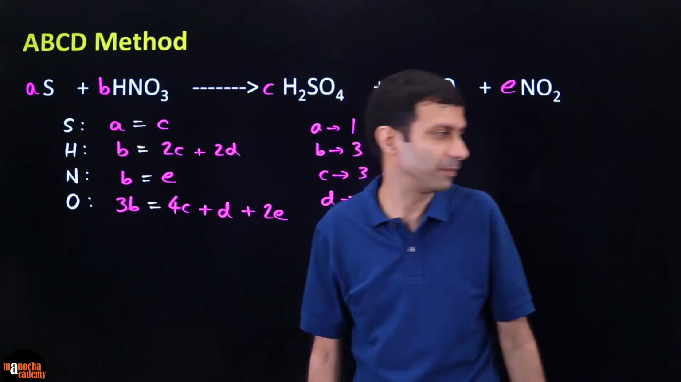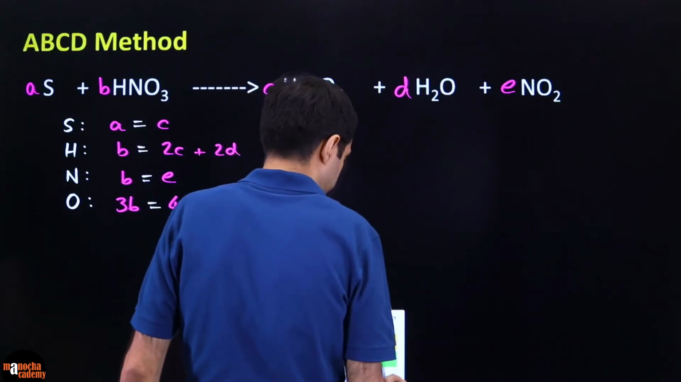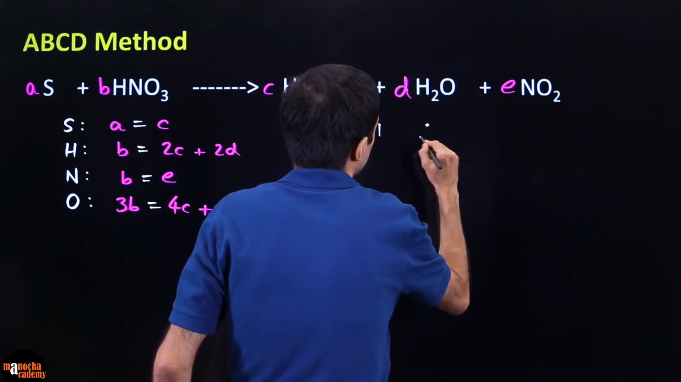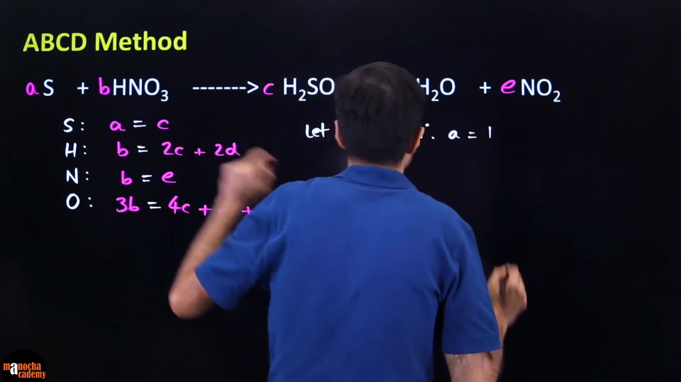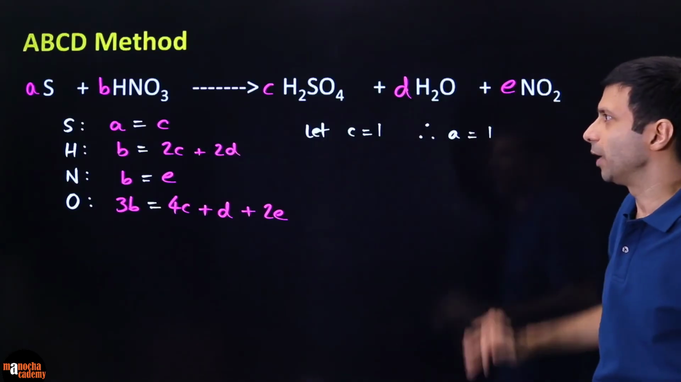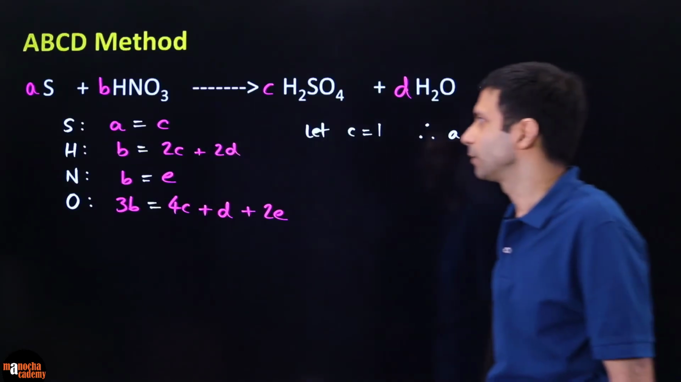So let's do that. Let's say C is 1. Therefore A will also be equal to 1 from the first equation. So we are taking C to be 1, right? So C is 1, A is 1. Now you guys solve the other ones.